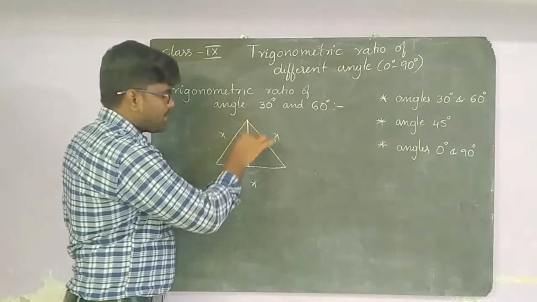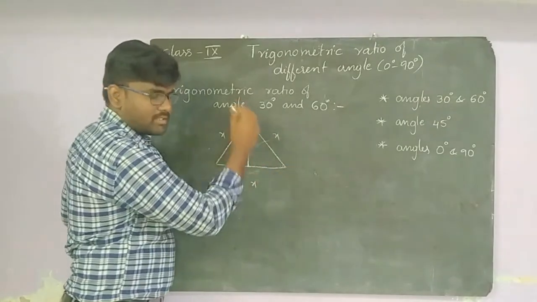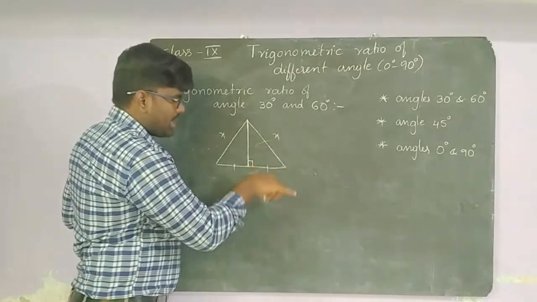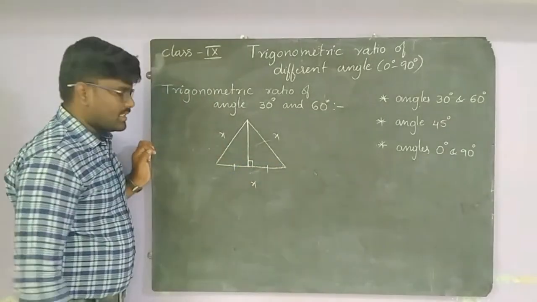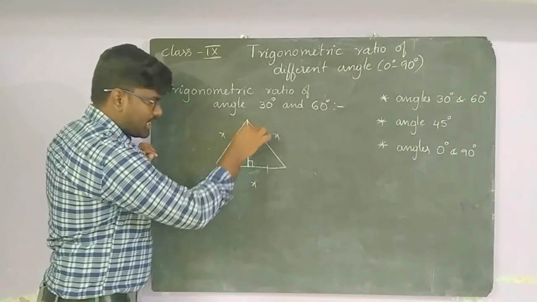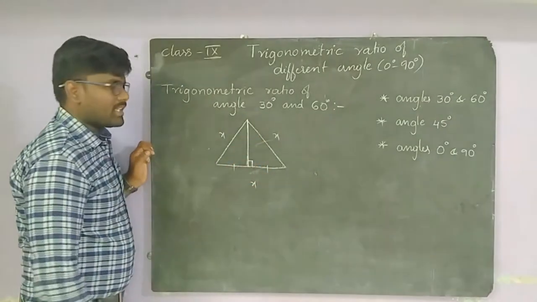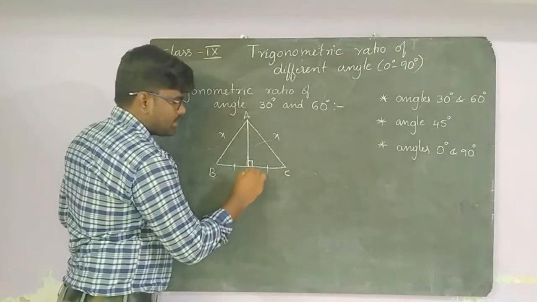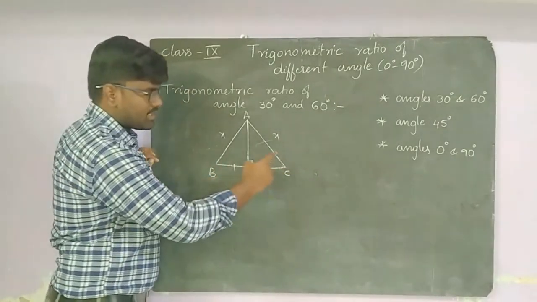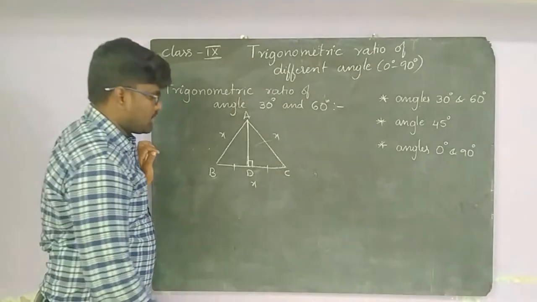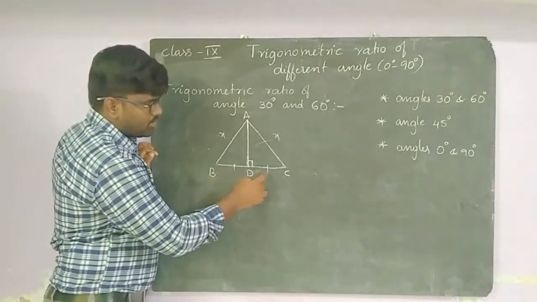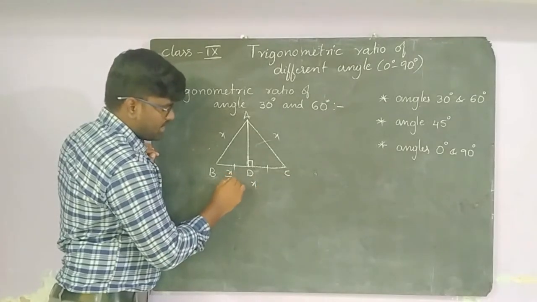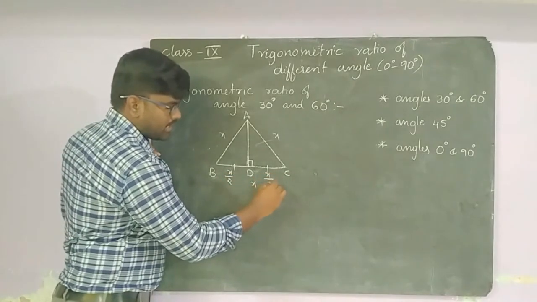It will be the perpendicular bisector to the base. Perpendicular bisector means it divides the base into two equal parts and makes an angle of 90 degrees. For example, here ABC is an equilateral triangle, AD is the perpendicular bisector of BC. Whenever it divides into two equal parts, the total length is x, so this part becomes x by 2 and this part becomes x by 2.